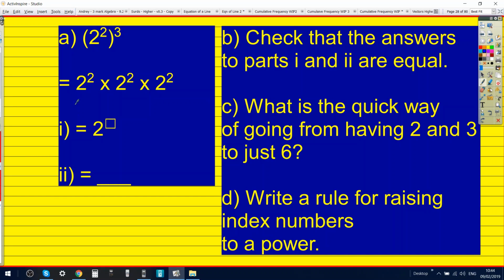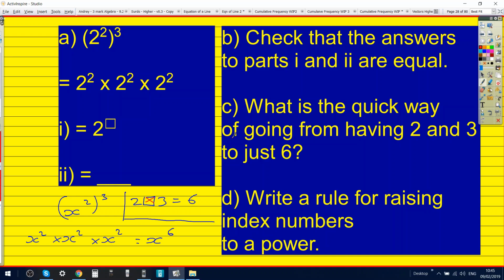This one, using your index rules, let me just change that to x squared cubed. That is the same as x squared times x squared times x squared. Using your rule of indices, what would that be? Would it be x to the power of 6? Yeah. And so if we go back to the original question, what is the quick way of going from having 2 and 3 to just 6? Add. To 2 plus 3 is 6? Oh, times together, sorry. Yes.